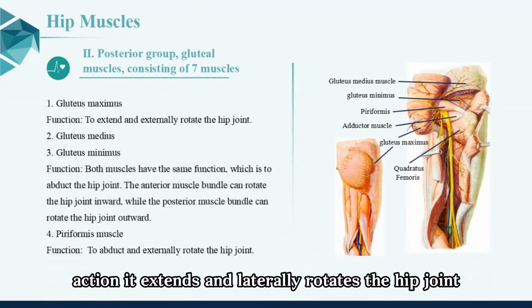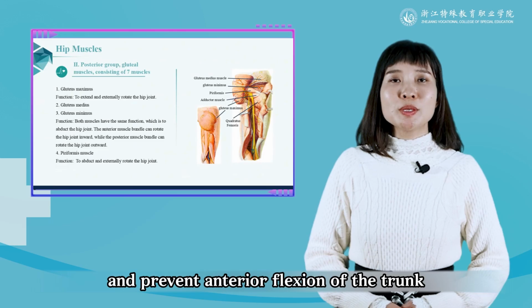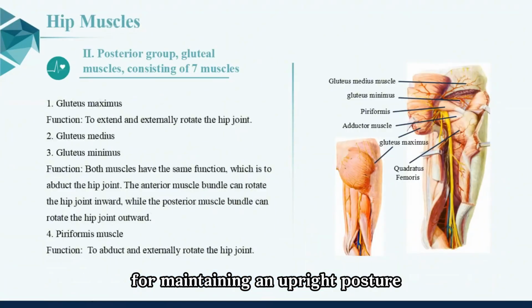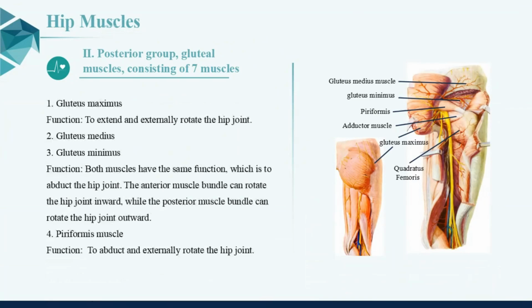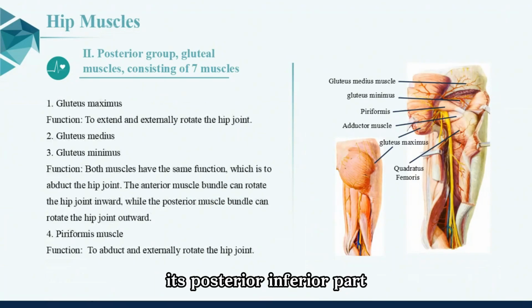Action: it extends and laterally rotates the hip joint. When the lower limb is fixed, it can extend the trunk and prevent anterior flexion of the trunk. It is an important muscle for maintaining an upright posture. 2. The gluteus medius. Its anterosuperior part lies subcutaneously. Its postero-inferior part lies deep to the gluteus maximus.